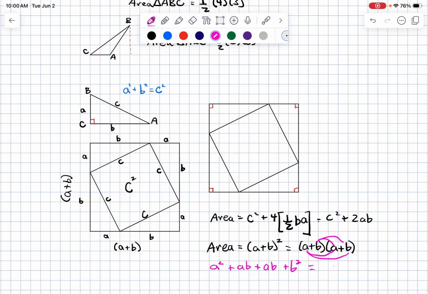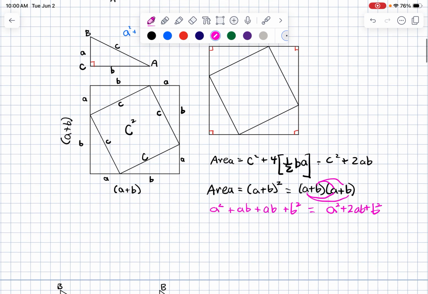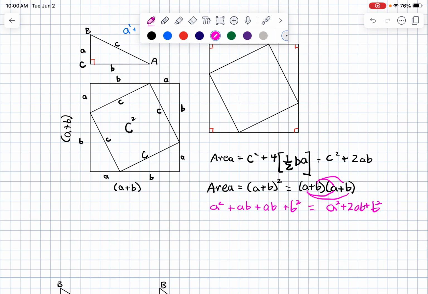So it looks like that's going to be a squared plus 2ab plus b squared. Now that's the area of that shape too. So now the areas are the same, no matter how I calculate it. So on the one hand, I've got the area c squared plus 2ab, and on the other hand, I've got a squared plus 2ab plus b squared.